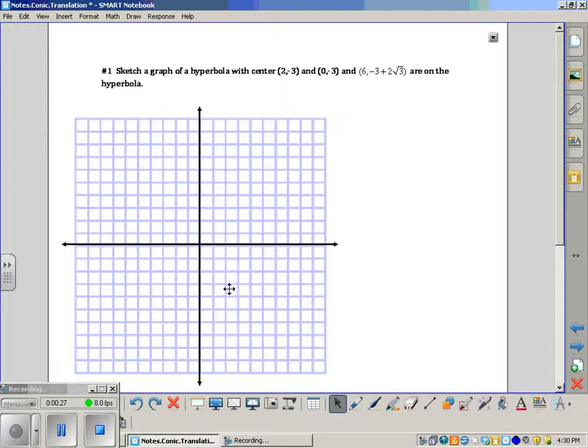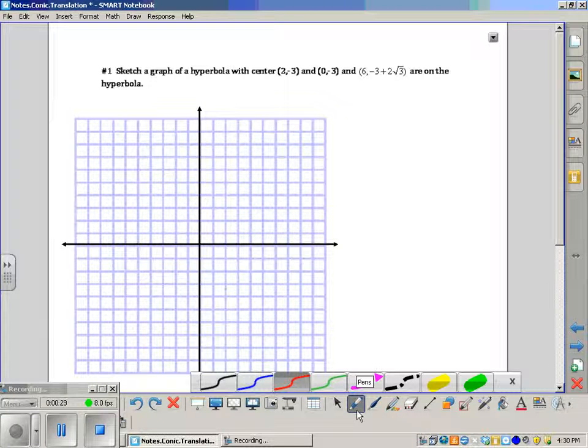Oop, hold up. There's the center. And 0, -3 is a point. And it says 6, comma, -3 plus 2√3. Ugh, that's sort of a pain. But this is going to be a horizontal hyperbola. So this distance here is going to be a. This is the center. Okay?